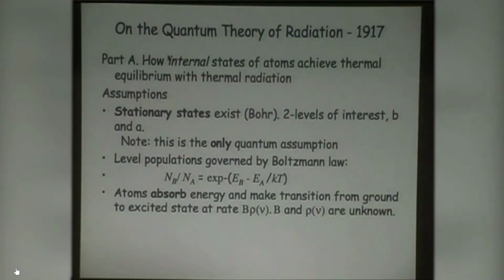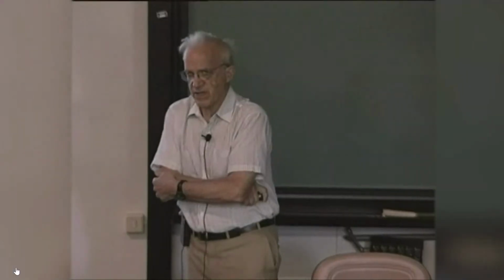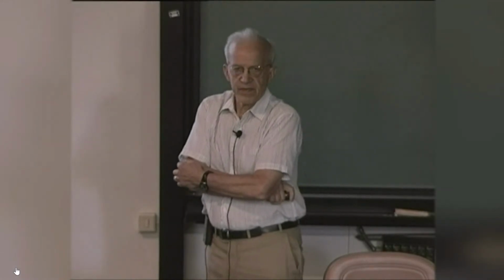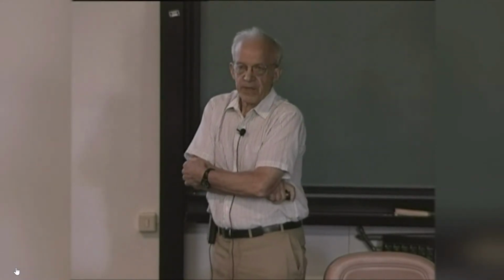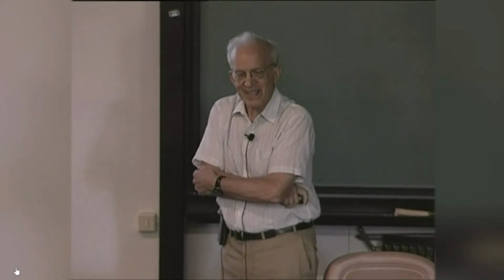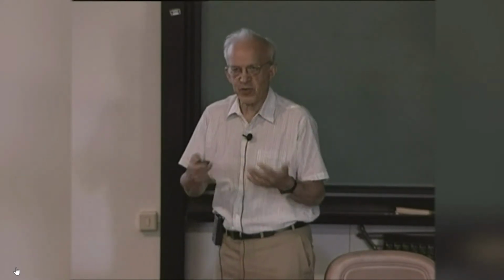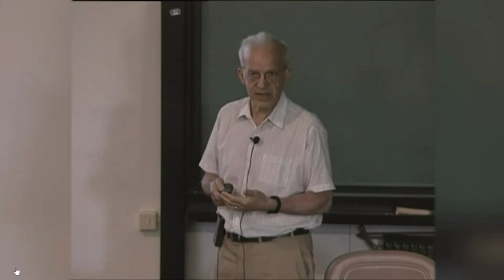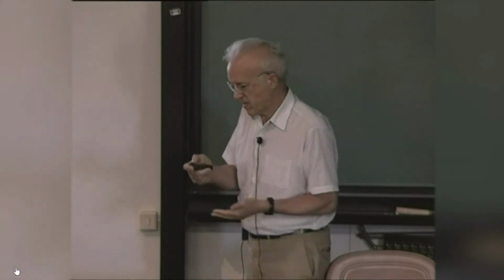And then he assumed that atoms absorb energy and go from the ground state to the excited state at some rate. It's the Einstein coefficient B times the energy density rho of nu. Rho is the energy per unit volume per unit frequency, assuming that it's isotropic. This assumption is really quite reasonable. If you look at a classical oscillator and you drive it by random fluctuating fields in all directions, you'll find that it exchanges energy with the fields according to the energy density that's present.